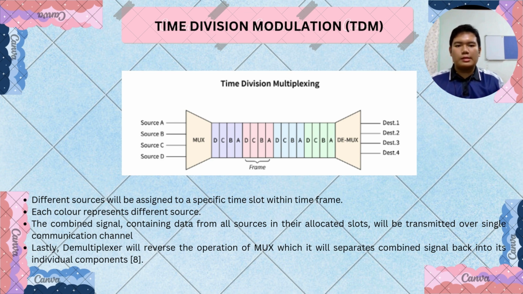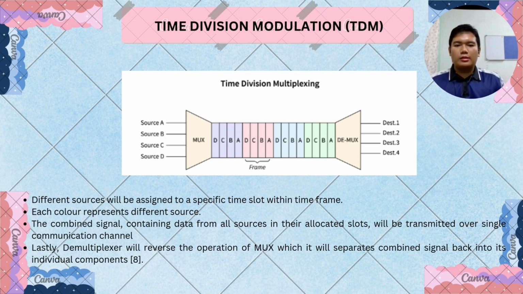Notice how the multiplexer systematically allocates a slot to each source in a repeating pattern. The combined signal, containing data from all sources in their allocated slots, is then transmitted over the single communications channel. This channel could be a wire or a fiber optic cable.